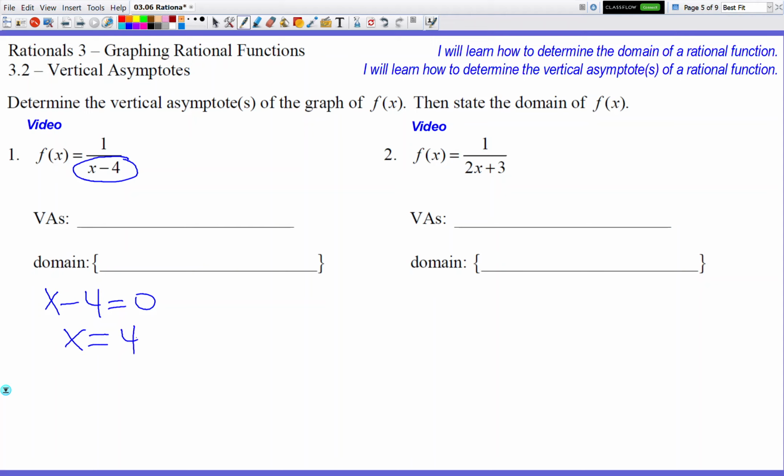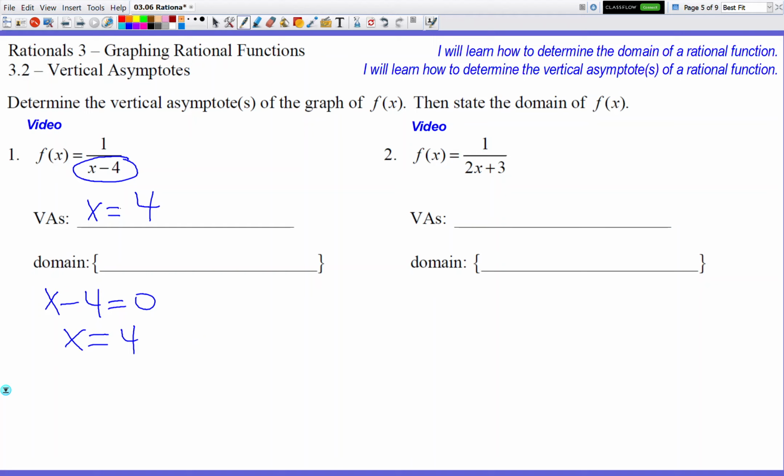So that's my VA. Make sure when you write your VA, don't do like a lot of kids in the past. They just write 4. When kids just write 4 for the VA, I'm like, that's not how you write a VA, because a VA is a line, and 4 is not how you express the location of a vertical line. To express the location of a vertical line, you've got to write x equals 4.